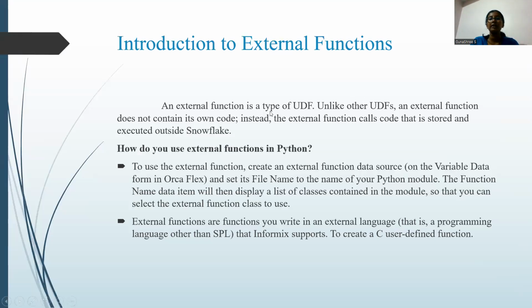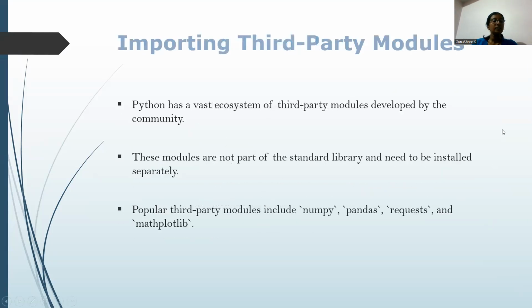Next, how the external functions work. To use an external function, we have to create an external function file, and once that is done, we have to specify its file name to the Python module. Then it will display the list of classes contained in the module. We can select the external module or function we want to use and put it to use. External functions are functions written in an external language, other than Python, basically a programming language, and it is used to create a C user-defined function.